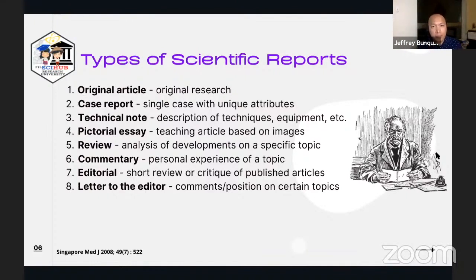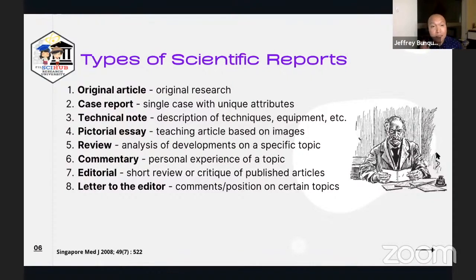So pictorial essays naman po, so this is actually communicating or sharing some of your learnings from your research using images and captions. So ito naman po, typically, these are shorter types of reports. It's more visual than a narrative.